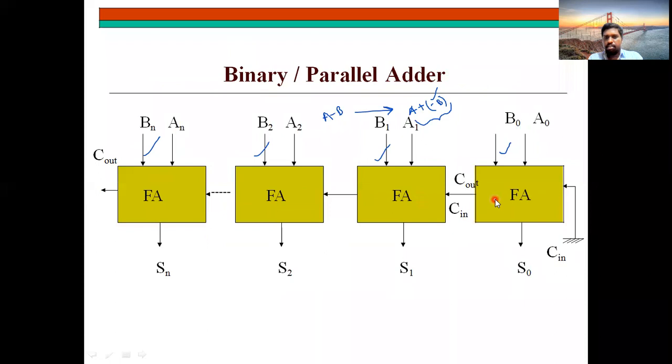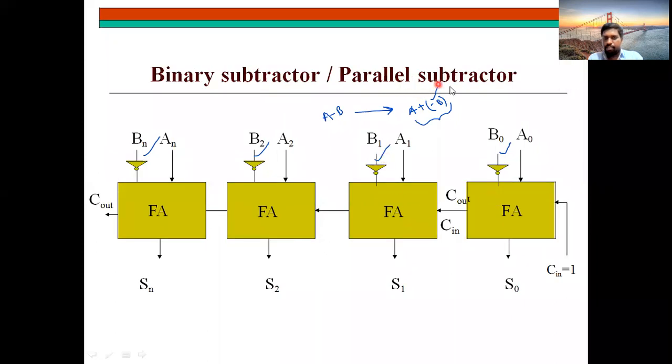Even though it is a subtractor, internally we are making an addition operation. That's why we take full adders. Even though it is a subtractor, we converted the subtraction operation into a plus of minus b. That's why we are taking full adders here. Don't write full subtractor here. You should write full adder only, because the subtraction operation is converted into complementary addition.